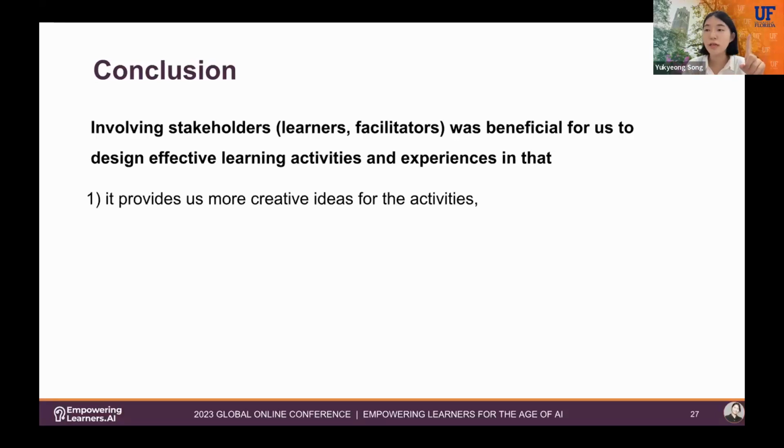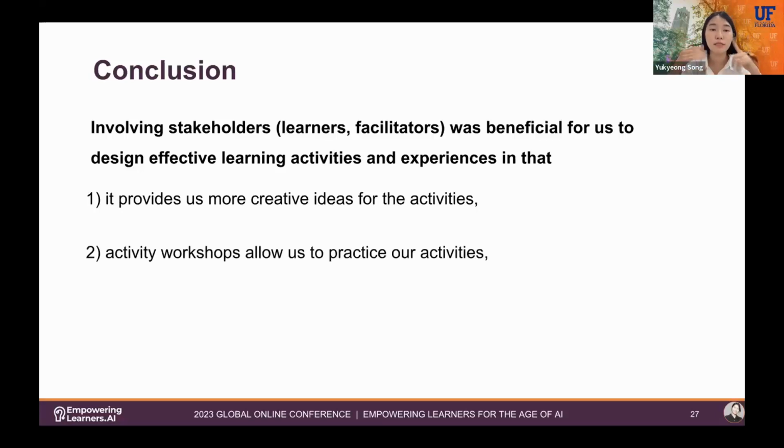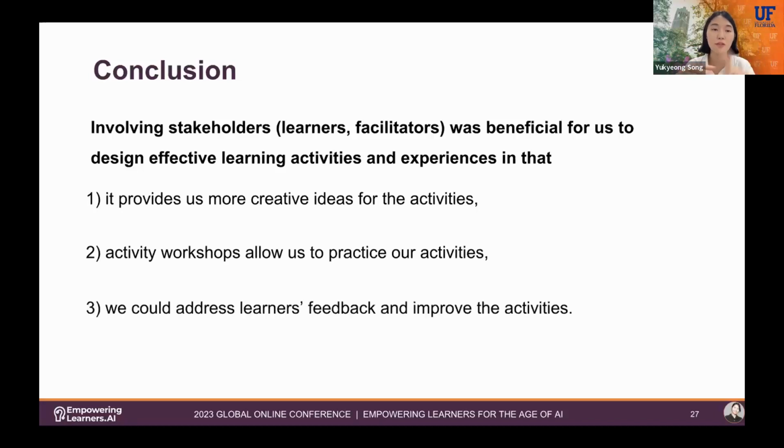First, it provides us more creative ideas for the activities. So those facilitators who participated in this designing process really helped us have more creative ideas. That was really helpful. And the second, these activity workshops with all the facilitators allowed us to practice our activities, and we found a lot of parts of our instruction that were not really working, or not clarified enough, so it really helped us to improve our activities. And the third, we could address learners' feedback and improve the activities.